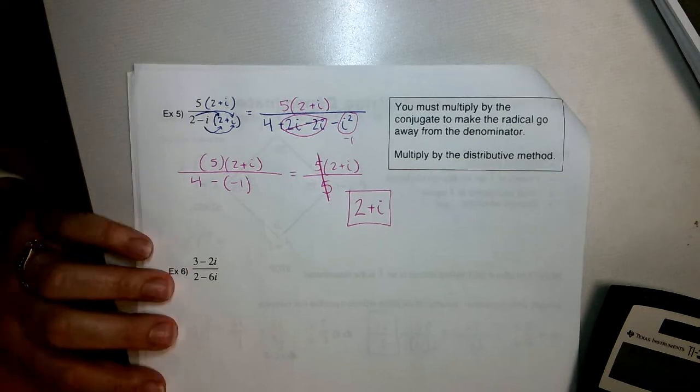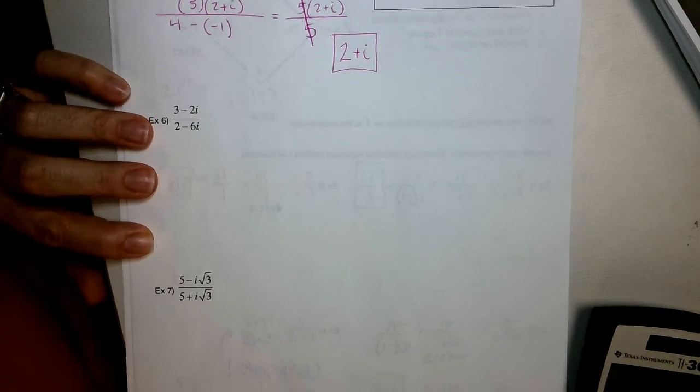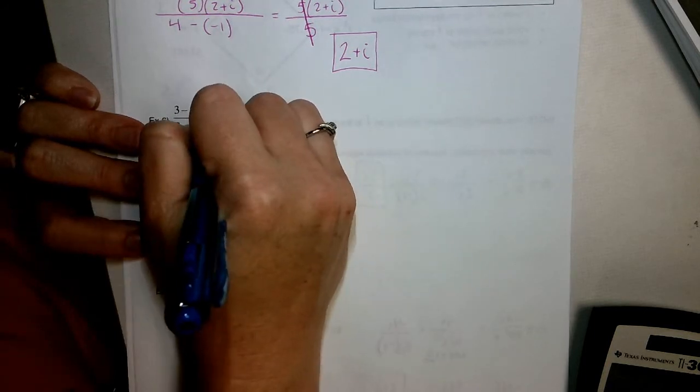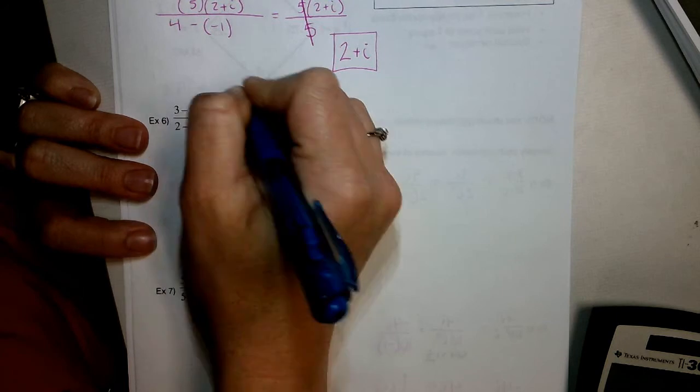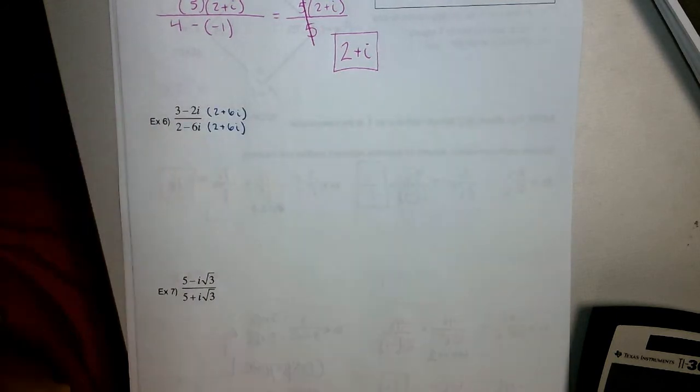So let's look at example 6. What am I going to multiply by? 2 plus 6i. What you do to the bottom, you do to the top. That's what keeps it equal. And we're going to distribute.